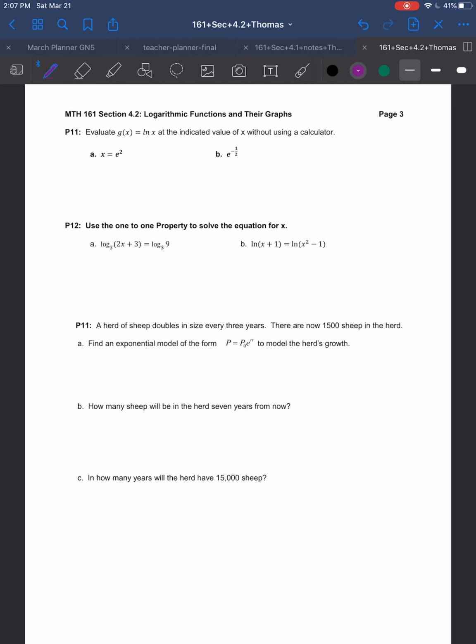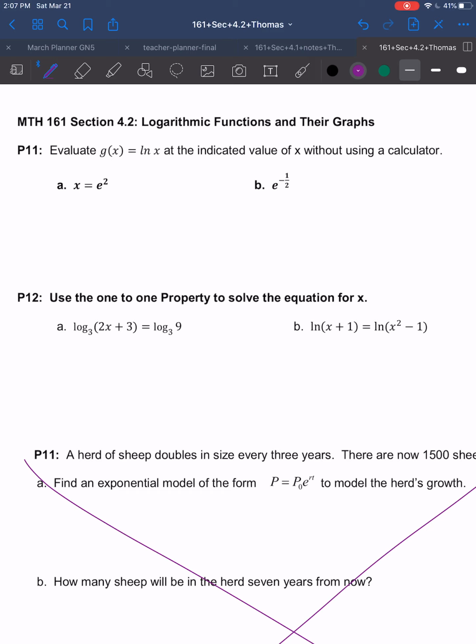And then the last few here, we're not going to do this one. I won't give you one like that, so we're not going to do it. We want to find g of x equals ln of x at the indicated value of x without using a calculator. So if we want to find g of e squared equals ln of e squared, well, the ln and the e cancel each other out, so you're just left with 2. And then same with this one, similarly, ln of e to the negative 1/2. The e and the ln cancel each other out, so you're left with negative 1/2.